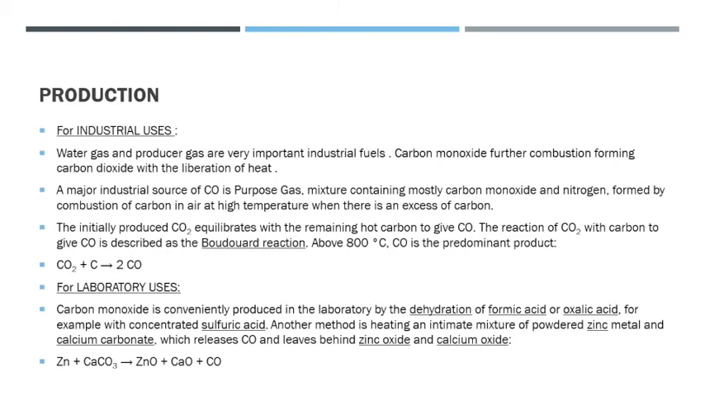Now, coming to the production of carbon monoxide, there are mainly two uses. In industrial use, carbon monoxide is the predominant product, where the initially produced carbon dioxide equilibrates with the remaining hot carbon to give carbon monoxide. The reaction of carbon dioxide with carbon to give carbon monoxide is described as the Boudouard reaction. In laboratories, carbon monoxide is also produced by heating an intimate mixture of powdered zinc metal and calcium carbonate, which releases carbon monoxide and leaves behind zinc oxide and calcium oxide.